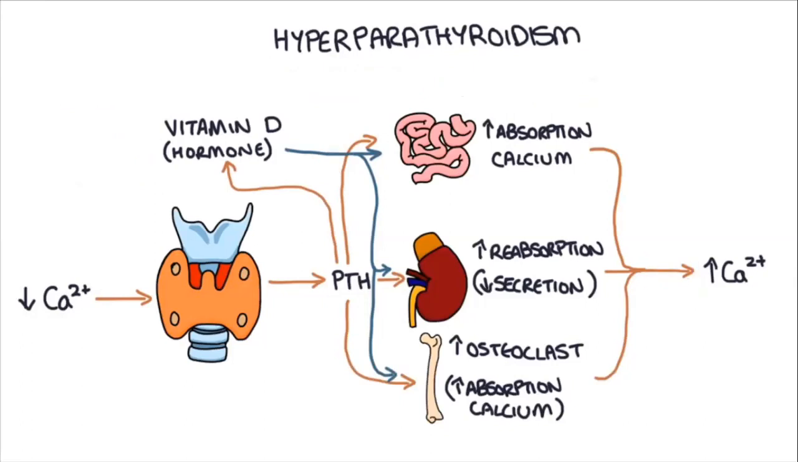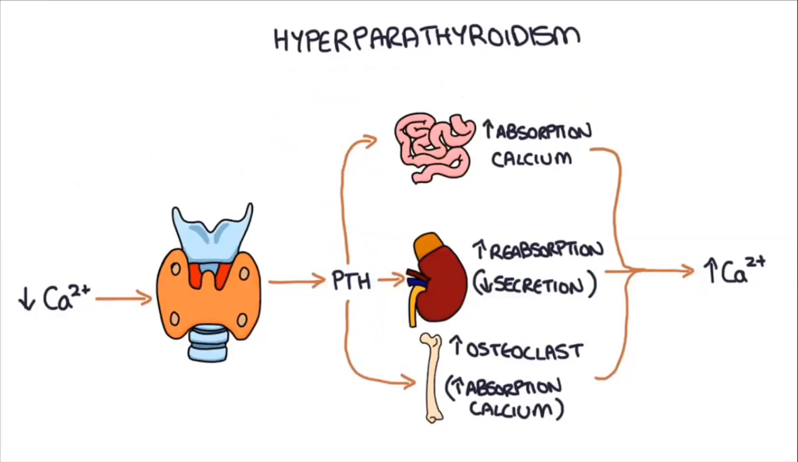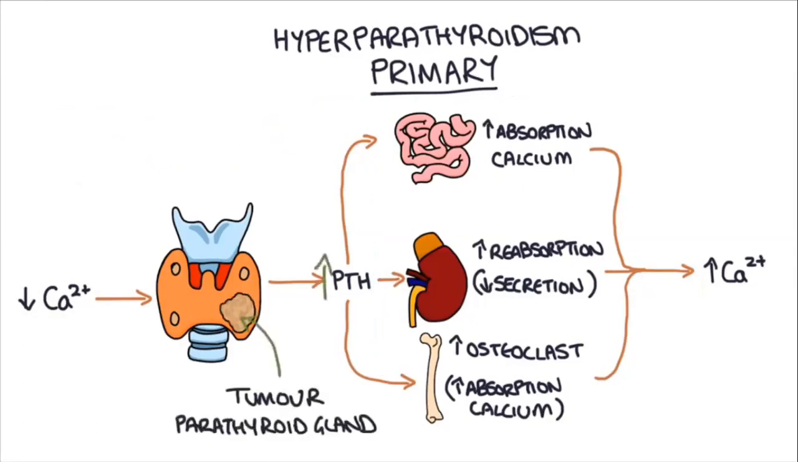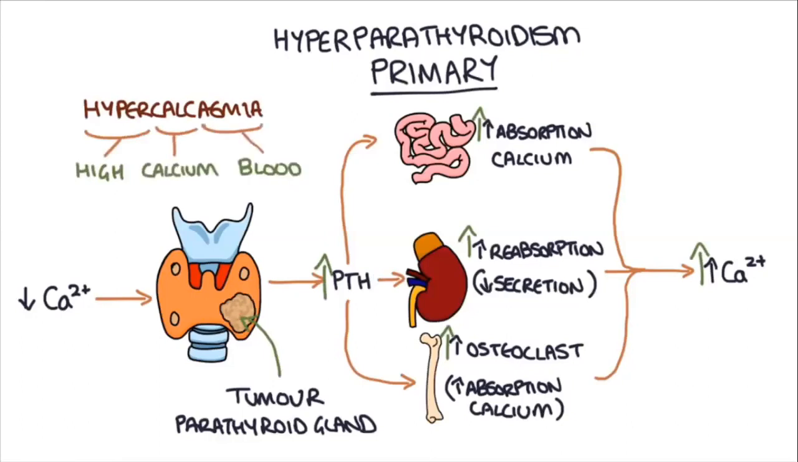So let's talk about hyperparathyroidism. The easiest cause of this to explain is primary hyperparathyroidism. And this is just caused by uncontrolled parathyroid hormone being produced by a tumor of the parathyroid glands. This causes increased absorption of calcium and leads to hypercalcemia, which is an abnormally high level of calcium in the blood. And this can be treated using surgical removal of the tumor.